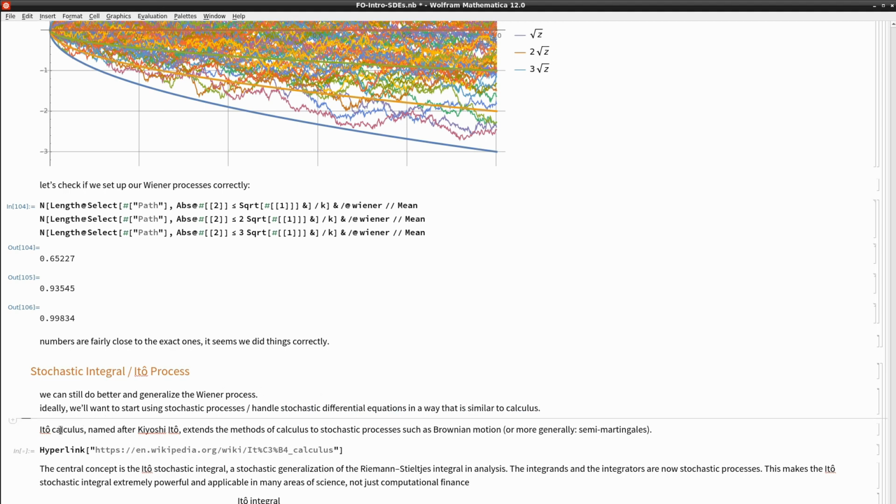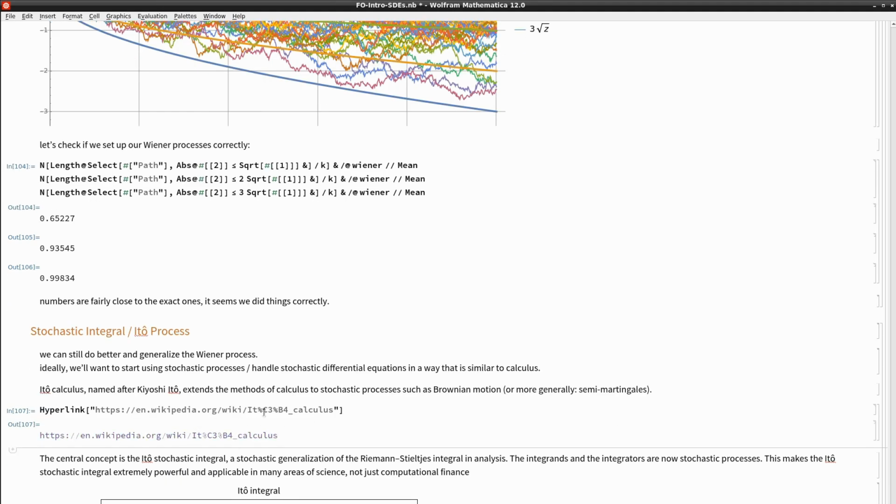Okay, so we're coming to Ito calculus, named after a Japanese mathematician, Ito. I don't think I can pronounce the first name properly. It extends the methods of calculus to stochastic processes such as Brownian motion, or more generally the semi-martingales. The Brownian motion is a specific example of the semi-martingales. So here's a hyperlink for you to visit about the Ito calculus.